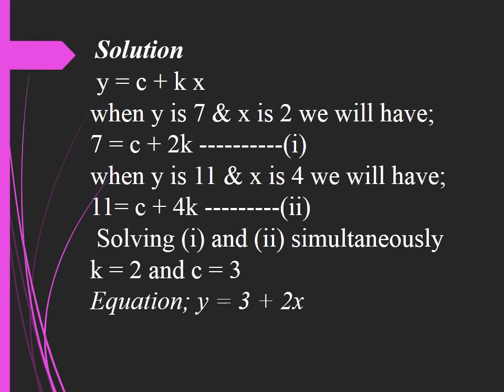Solution: y = c + kx. When y is 7 and x is 2, we will have 7 = c + 2k, and we can call that equation 1. And then when we have y as 11 and x as 4, we will have 11 = c + 4k, and we can call that equation 2. And then we can solve equation 1 and 2 simultaneously to get k as 2 and c as 3. So the equation connecting y and x is y = 3 + 2x.